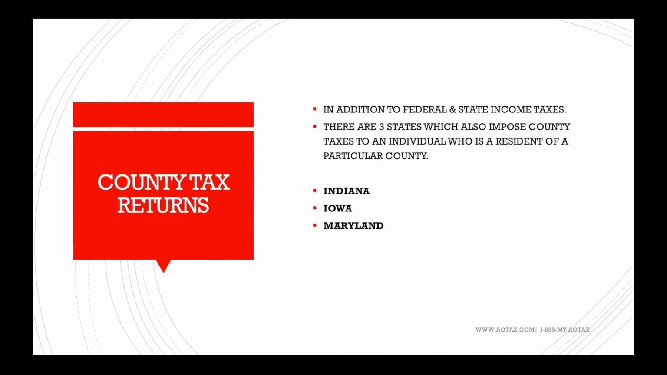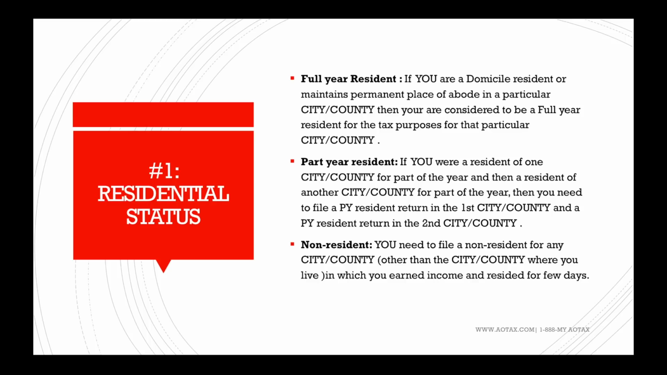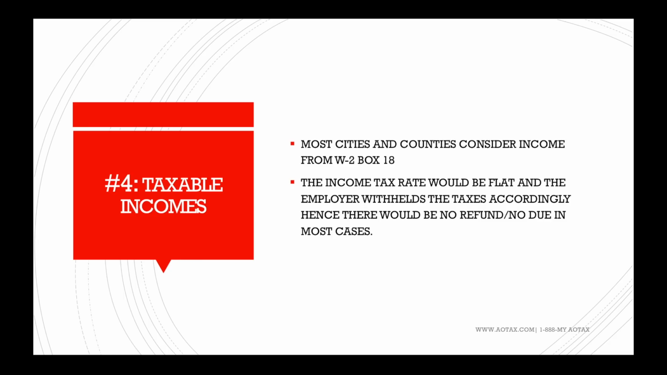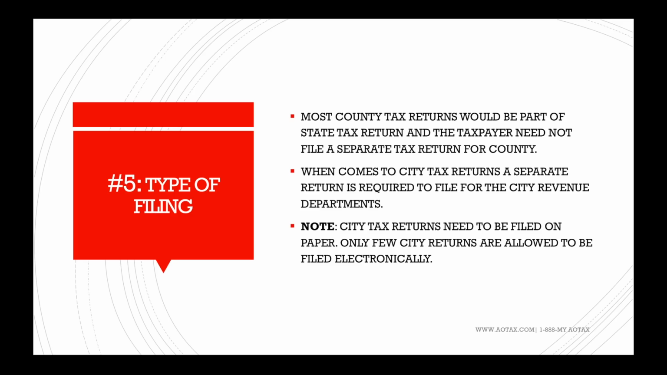And when you review your city tax return also, check for the residential status, if you were a resident of that particular city. And here also, just like how we learnt in the state, you could be a full year resident, part year resident, or a non-resident. And then check for the basic information like your name, address, filing status, your taxable income. Make sure that only the income that you earned in that particular city is being reflected there. Then type of filing: check whether it's e-filing or manual filing. If it's e-filing, it will be filed electronically. If it's a manual filing, then you will have to sign it and mail the documents to the department.